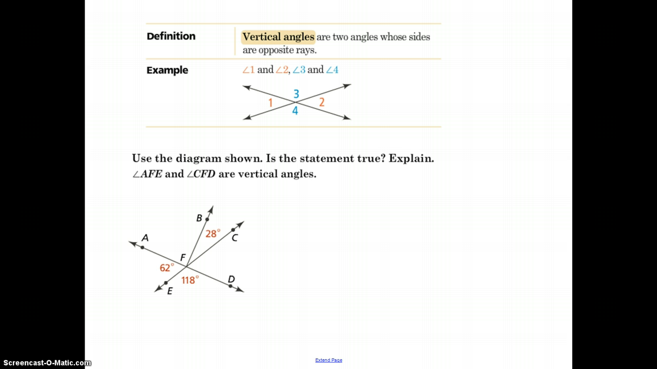Alright, vertical angles. A lot of people think vertical has to mean up and down. They don't. Vertical angles just have to be across from each other. They, again, are made out of opposite rays. So if I have this right here, its opposite ray is here. And let me grab a different color.